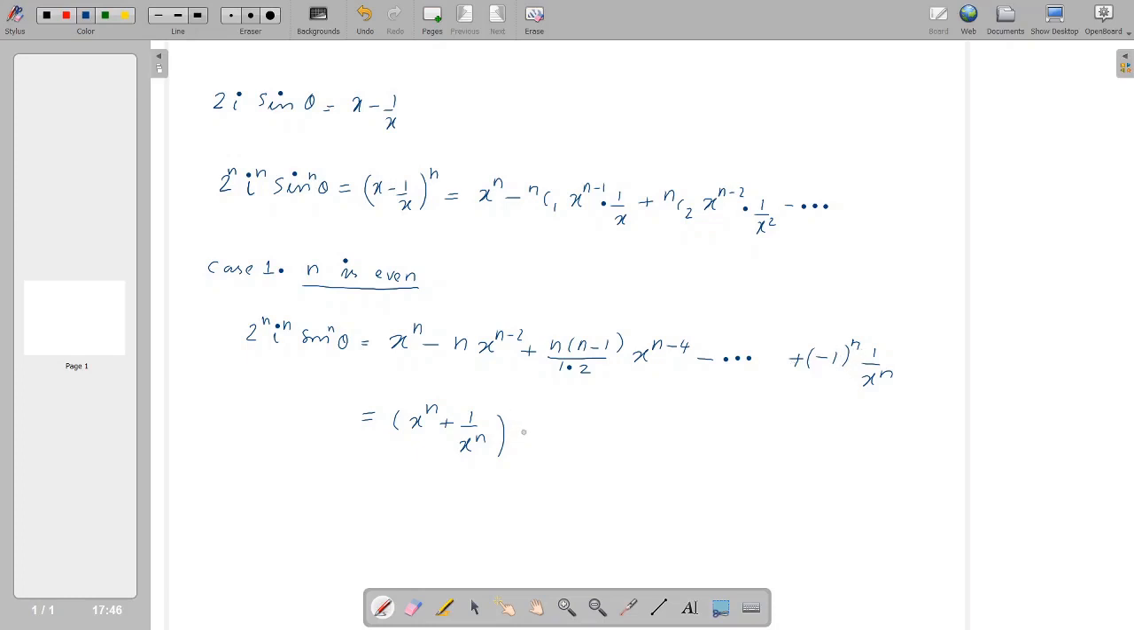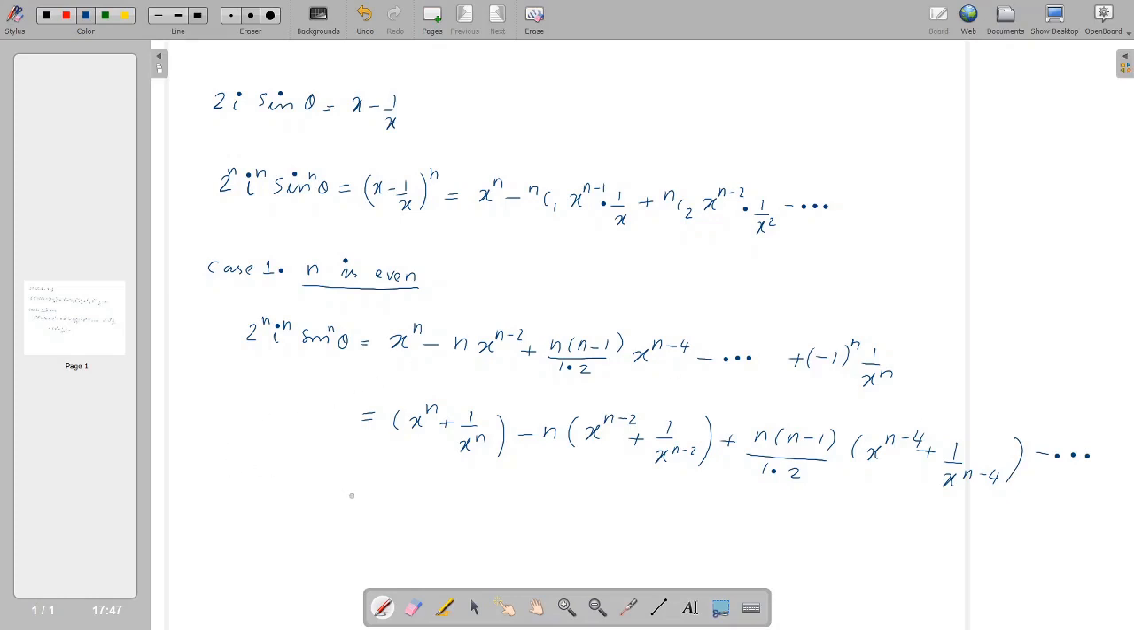So the second term will be negative: minus n times, in brackets, x raised to n minus 2 plus, since we already took the minus sign out, plus 1 by x raised to n minus 2, then plus n into n minus 1 divided by 1 into 2 times x raised to n minus 4 plus 1 by x raised to n minus 4, and so on, minus etc.